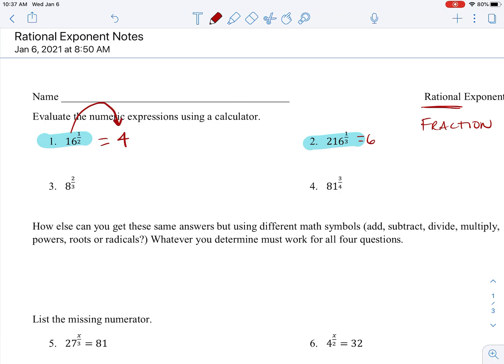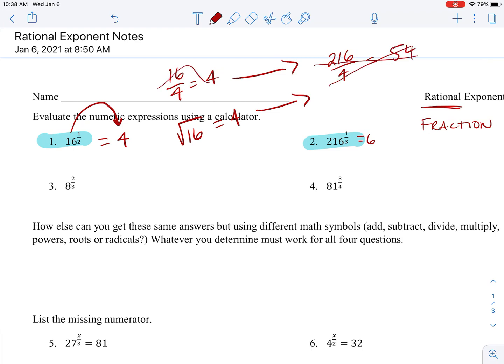What are my options? So I could have done 16 divided by 4. That would give me 4. And I also could do the square root of 16, and that gives me 4. So, okay, those are some options, right? And when I think about what could have been done to 216 to get to 6, well, do either of these options help me out, right? So if I divide 216 by 4, that is not it. It's 54. So this whole divide thing kind of goes away, right?